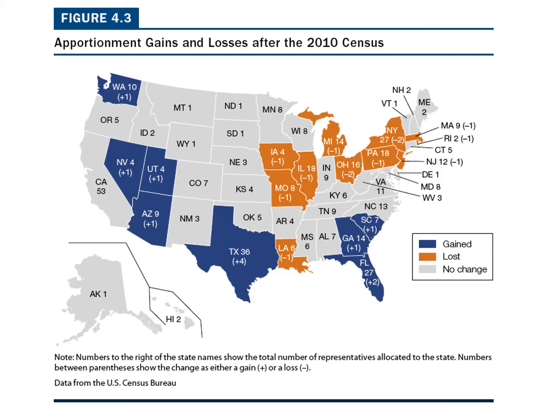I think this map is really cool and really helpful. This shows apportionment gains and losses after the most recent census in 2010. So you guys can see that we did pretty dang well. We got a seat. That's exciting. But remember, the number is capped at 435.